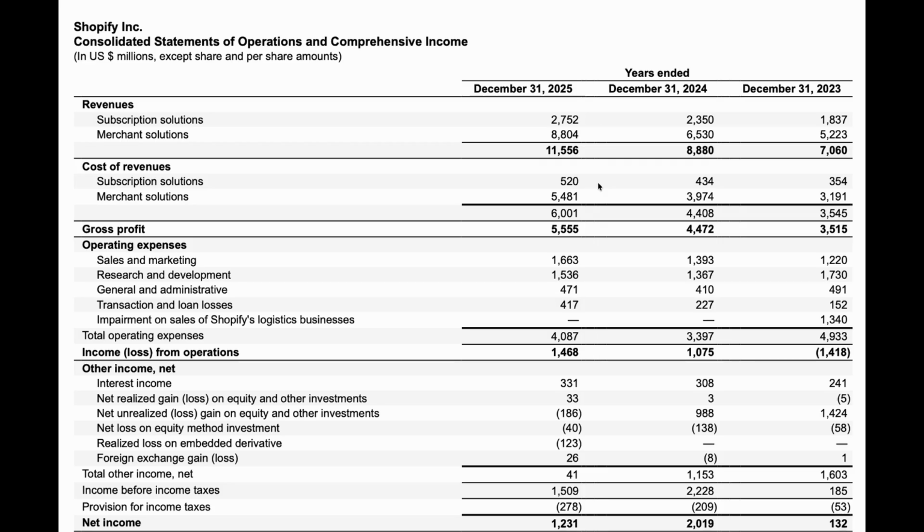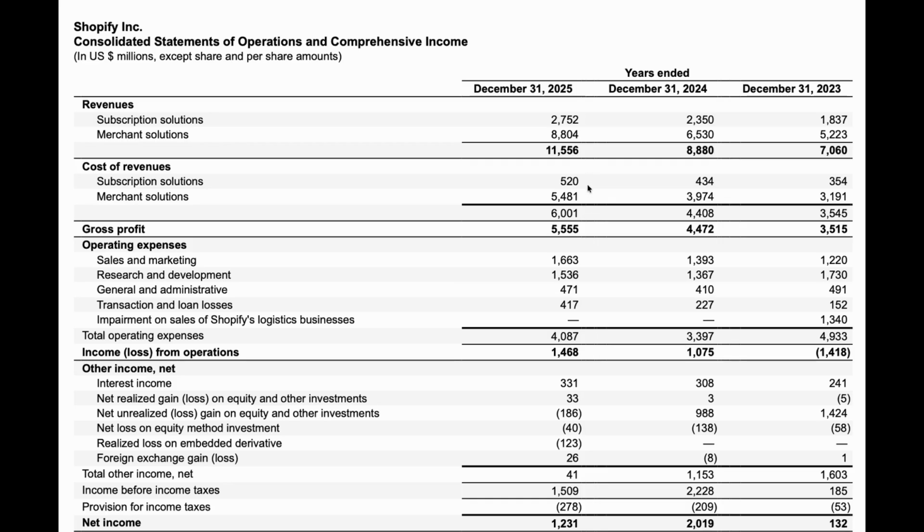Okay, cost of revenue. We see that this is a 6 billion item, and that represents 52% of revenue, which means a gross margin of only 48%. That is awful for a pure play SaaS company, but that's not Shopify.